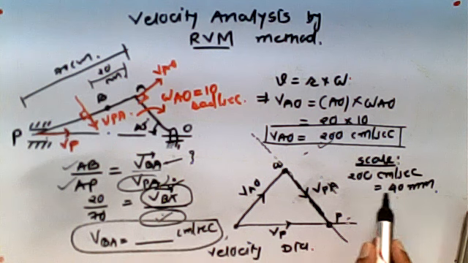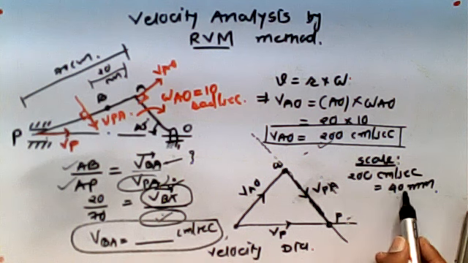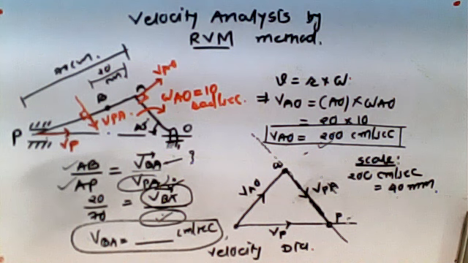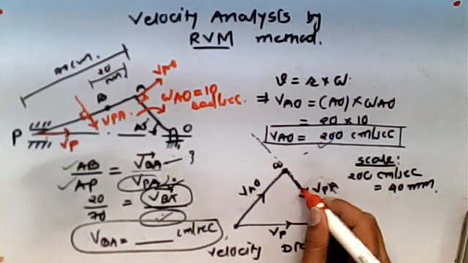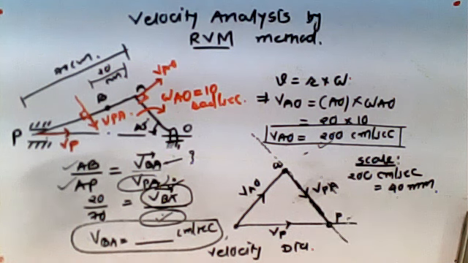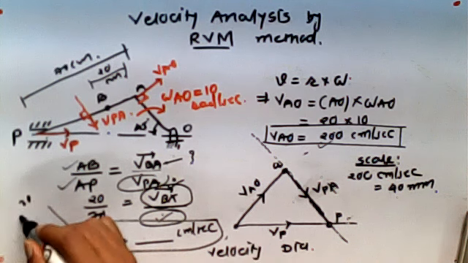You can convert depending upon your scale. You can convert that into mm, and thereby you can locate that point. Suppose, after converting the centimeter per second, you are getting the velocity of B with respect to A, depending upon your scale, let's say it is 30 mm.